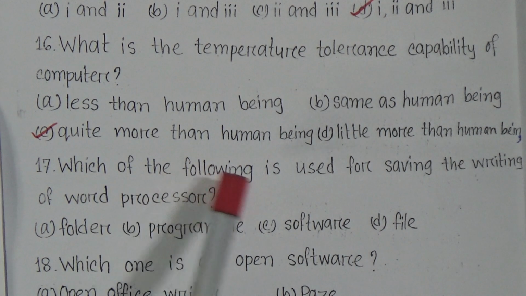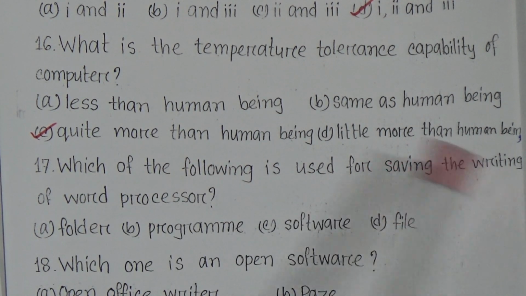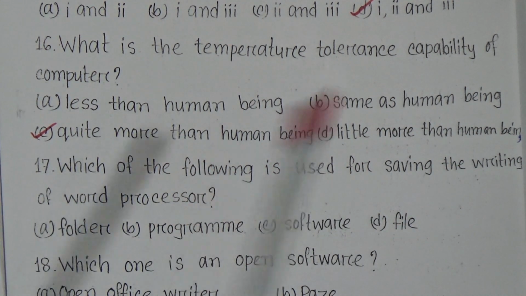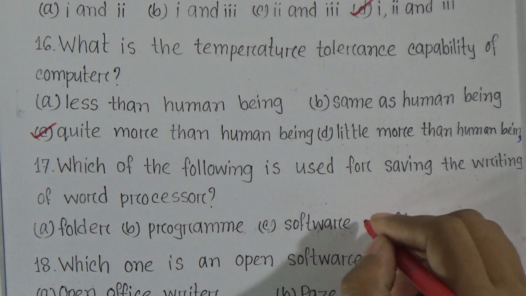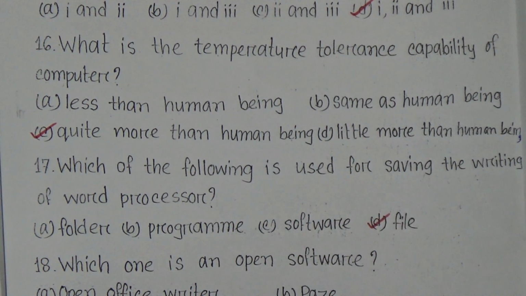17. Which of the following is used for saving the writing of word processor? Options are folder, program, software, file. So which one do you think will be the correct answer? Okay, it will be option D, that means file.